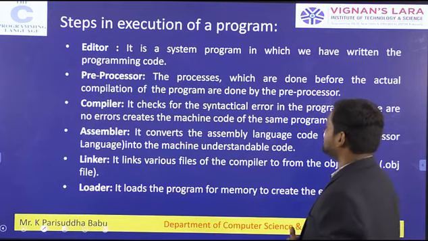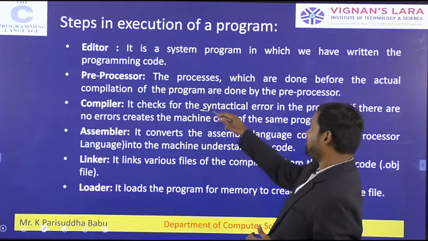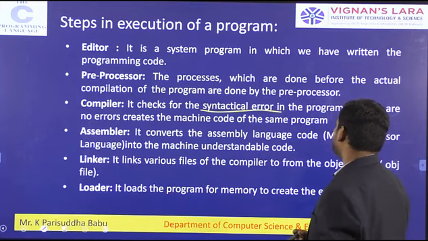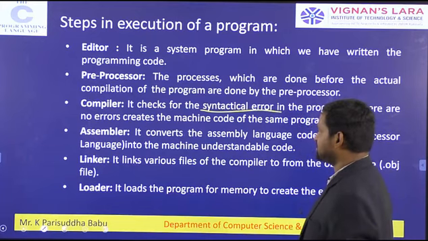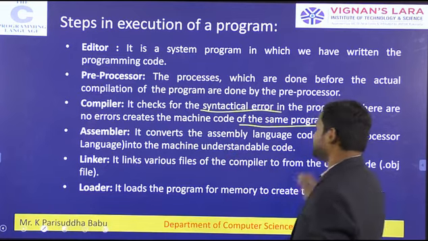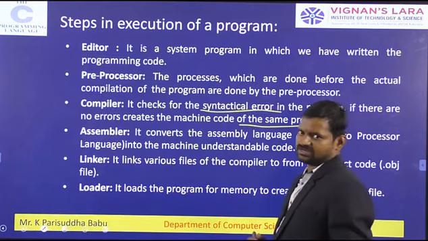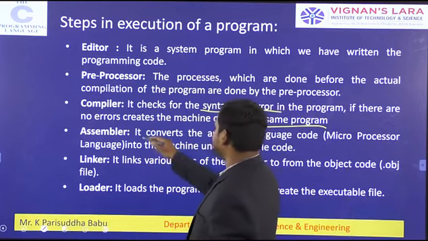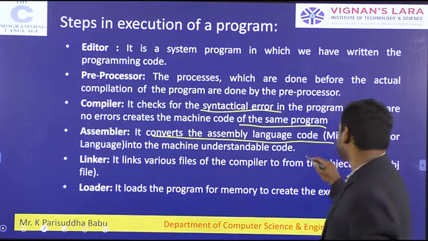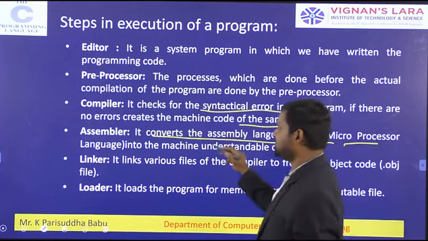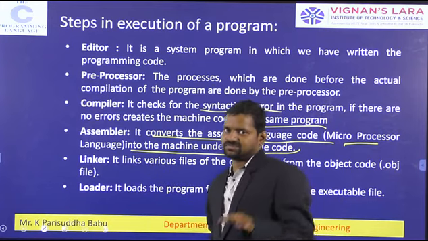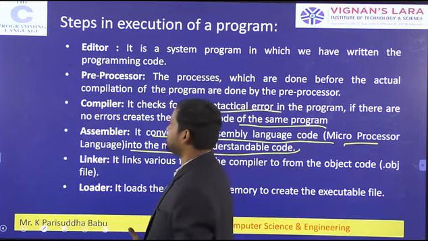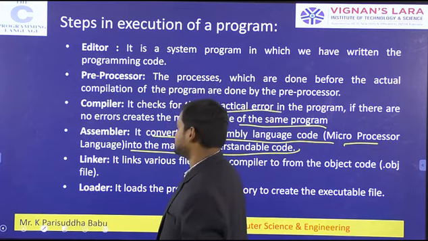The compiler checks for syntactical errors. If there are no errors, the machine code of the program is generated. After that, the assembler converts the assembly language code into machine-understandable language. The assembler, compiler, editor and preprocessor are all programs.